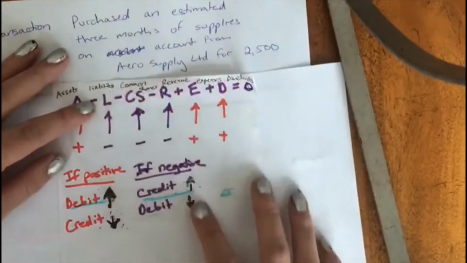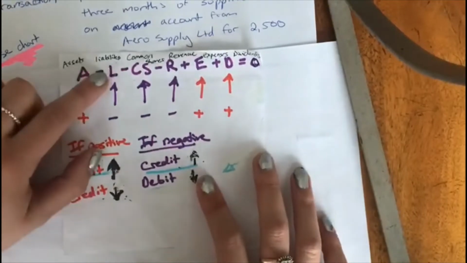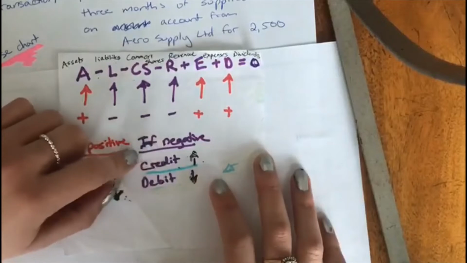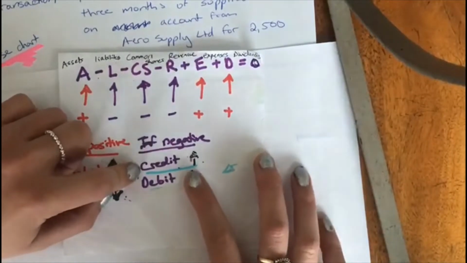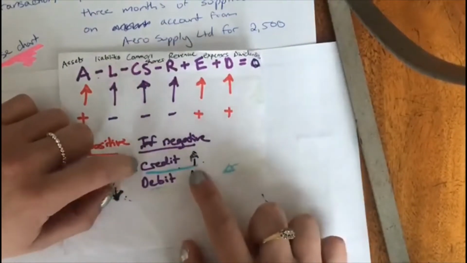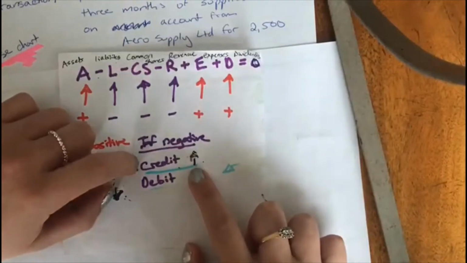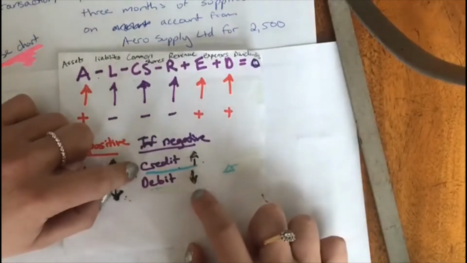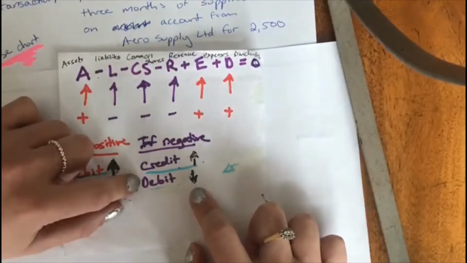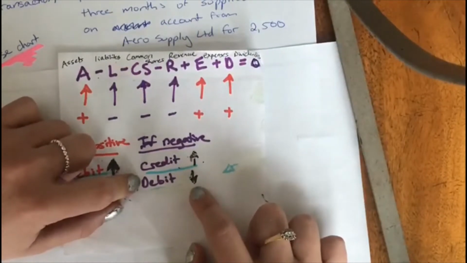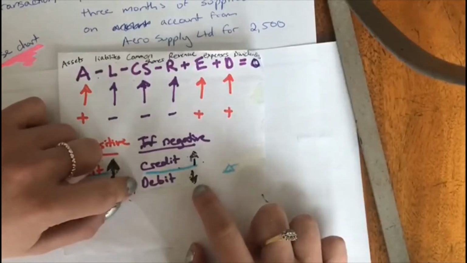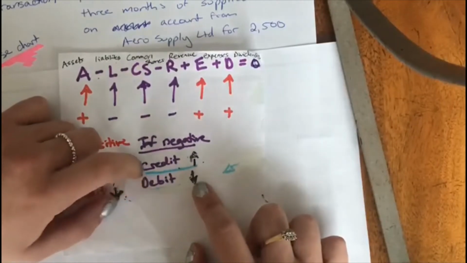So on account, which means accounts payable, is a liability. It's negative, so we go here. Liabilities are negative. If our liability is increasing, so if we're becoming more in debt, more liable, we would credit accounts payable or a liability. If we're becoming less liable, if we're paying back our accounts payable, we would debit. So if it's going down, we debit accounts payable.